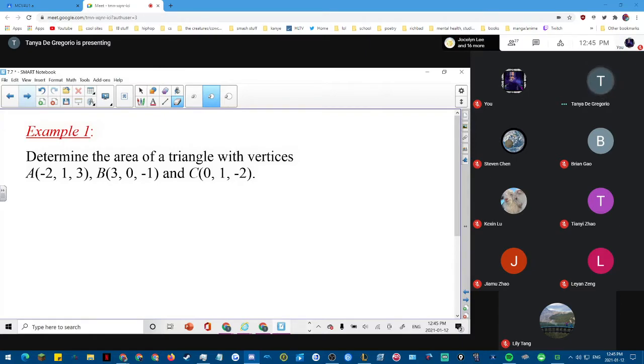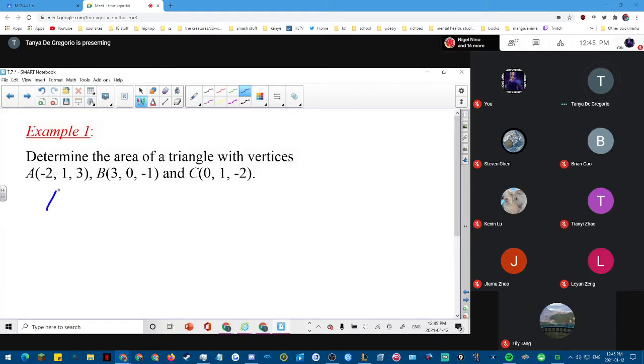Okay, so sorry guys. Determine the area of a triangle with vertices A, B, and C. So I have the vertices. I want to find the area of the triangle. We know that if I find two vectors that make the parallelogram and I take half of it, then that's the area of the triangle. So how can I come up with some vectors here? What can I do? AB and AC. Yeah, you could do AB and AC.